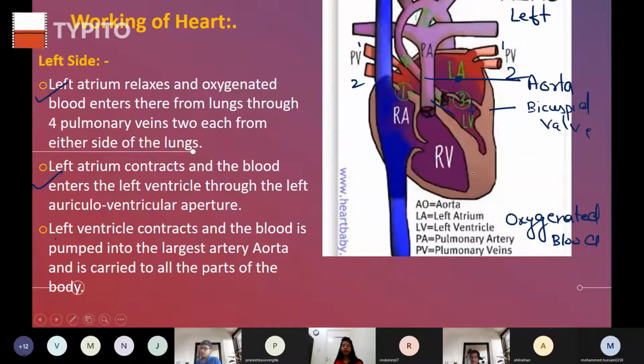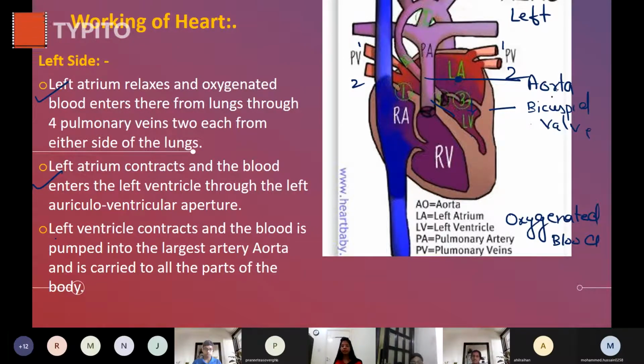Working of the heart, left side once again. In the beginning, the left atrium relaxes, and at this time oxygenated blood enters through four pulmonary veins, two from each lung, and pours its blood into the left atrium. Then the left atrium contracts, and all the blood comes to the left ventricle through the auriculoventricular aperture, which is guarded by the bicuspid valve. Then the left ventricle contracts and blood is pumped to the aorta.